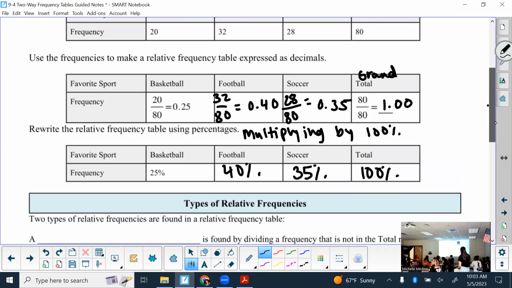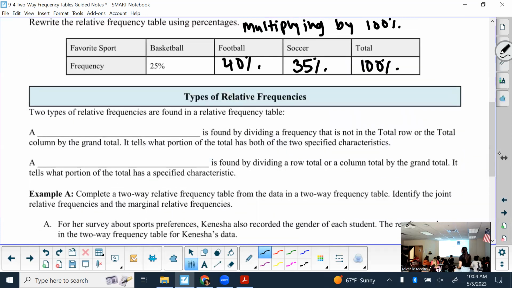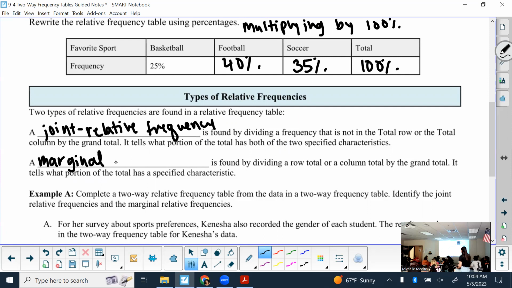Okay, question? All right, this part we're gonna fill in just because there is like one question on your practice that asks what type of frequency is this? So first one's gonna be joint relative frequency. And the second one's going to be marginal relative frequency. These two, I would not necessarily star or highlight, but I know on your practice, it'll ask, so I'll tell you.